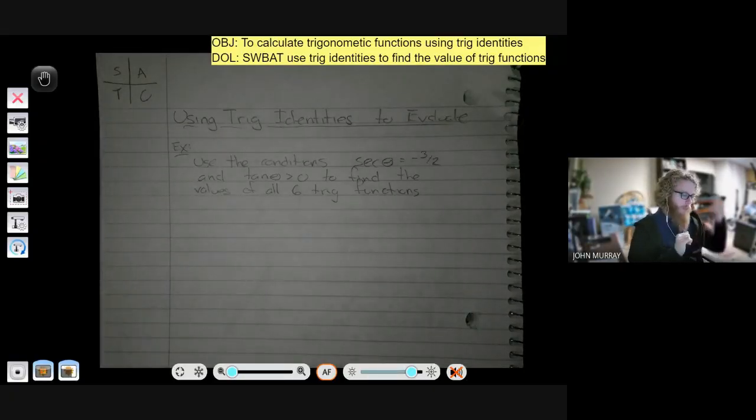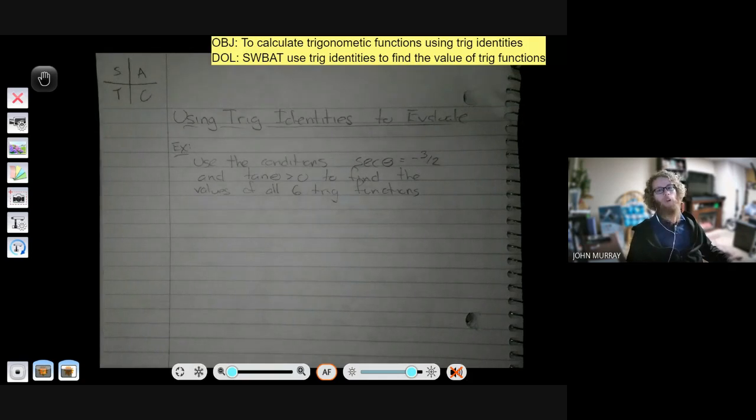Okay, like I said yesterday, there are a few uses for trig identities, and it's nice because they have that relationship where some of them are almost interchangeable. Today we're going to take a look at one of those uses, and that is using trig identities to evaluate other trig identities.